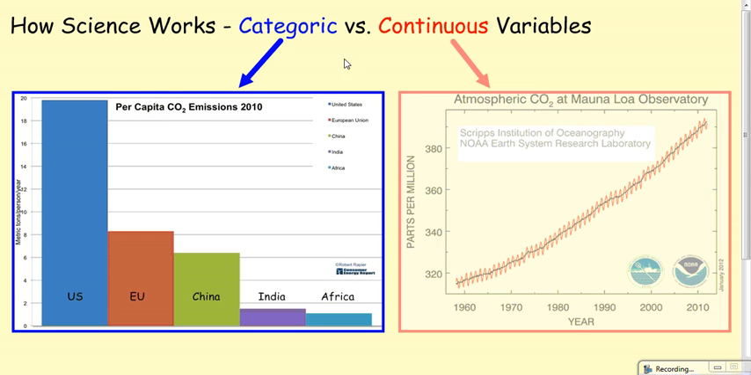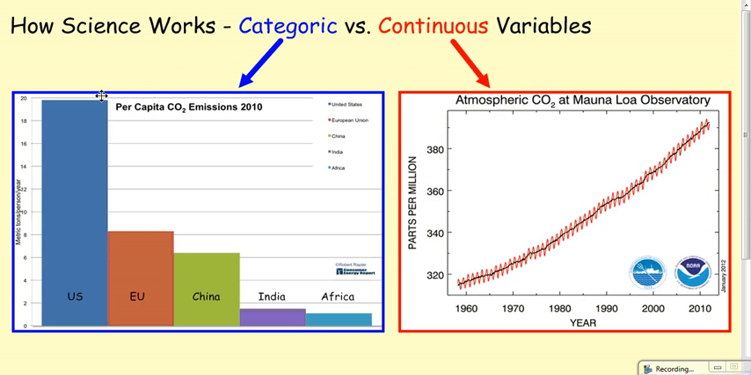Now, the example I've chosen here is data on global warming. So this bar chart here looks at per capita emissions, and this line graph here shows the atmospheric CO2 content rising. Now look at the difference between the two. One has distinct labels or categories, and another one has a continuous line going up, down, or down, up, depending on what the graph happens to be. Now let's take a closer look at the difference.